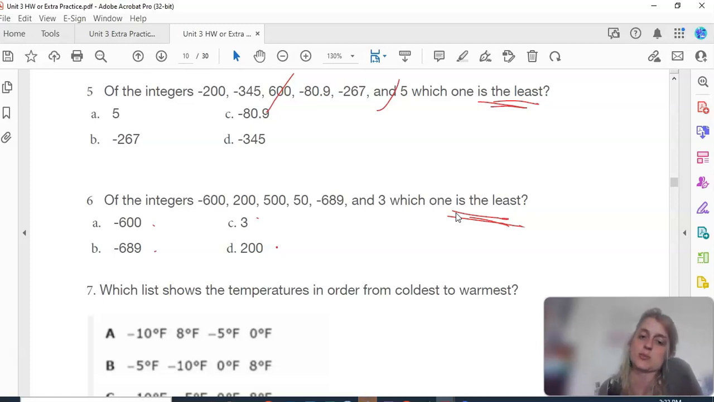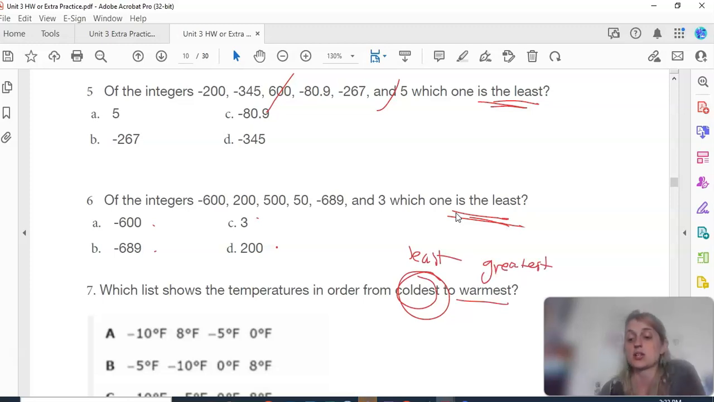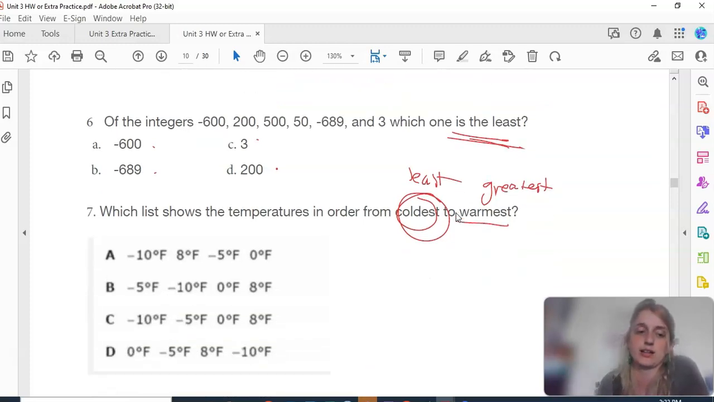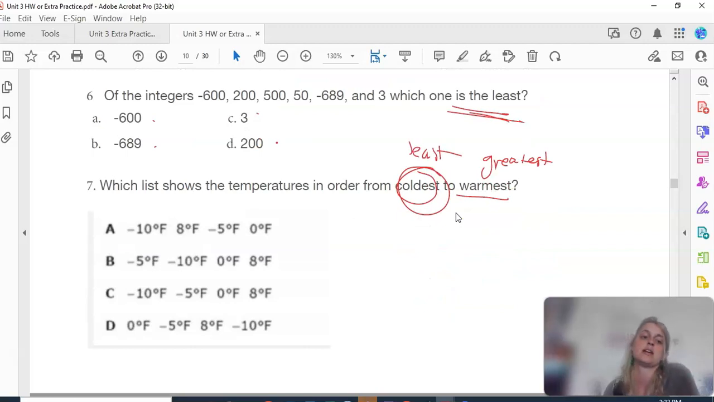Which list shows the temperatures in order from coldest, coldest is the most negative or the least, to warmest, to greatest? Now, interestingly, these answers are just the list. There's no actual numbers that you're looking at in the question. So you go straight to the answer choices.